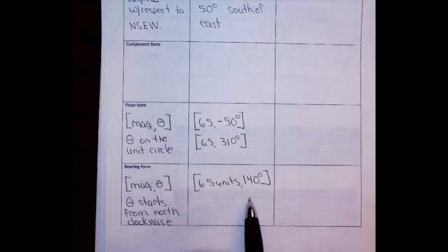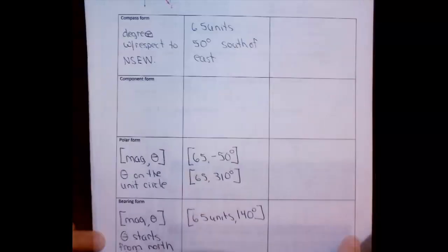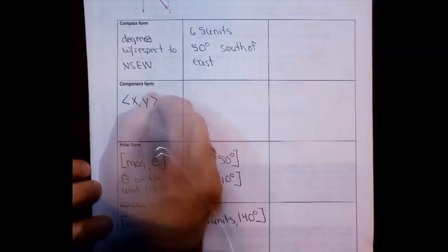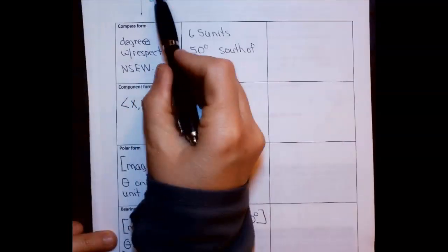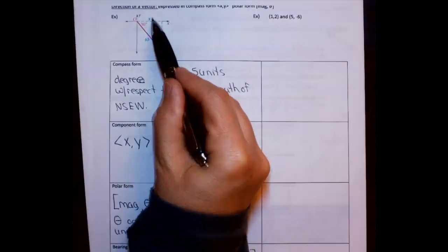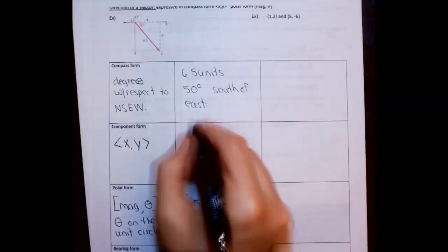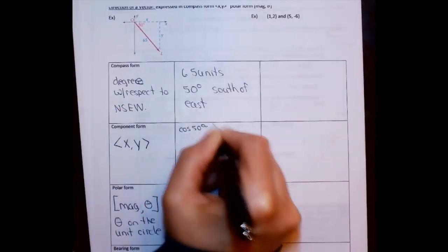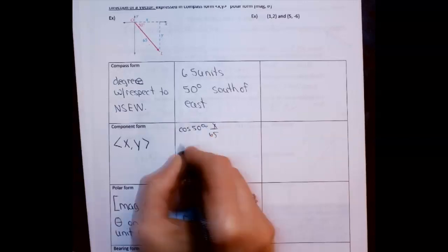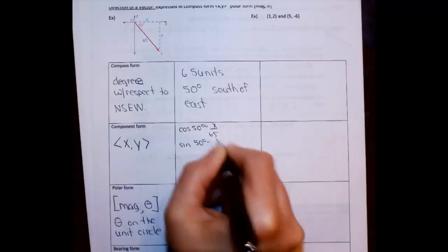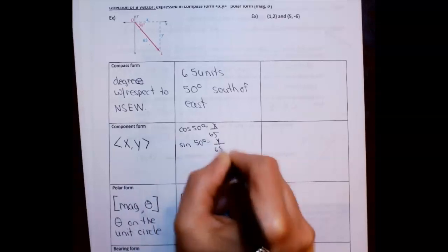Okay, so I went and filled in that last one just to save us a little bit of time. Now we're going back up to component form, and we talked about that. That is x comma y. So in this particular case, if I'm solving for x, I have adjacent over hypotenuse. So that would be cosine of 50 degrees equals x over 65. I would do the same thing when I'm looking for y. That would be sine of 50 degrees equals y over 65.